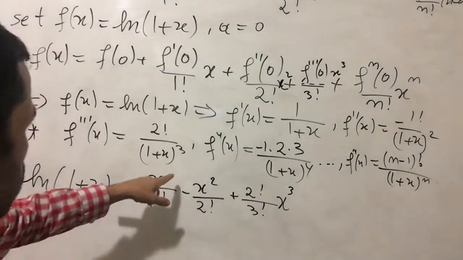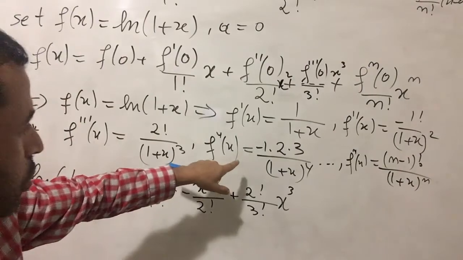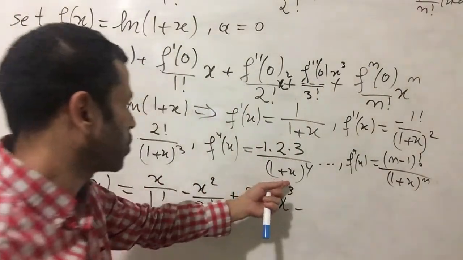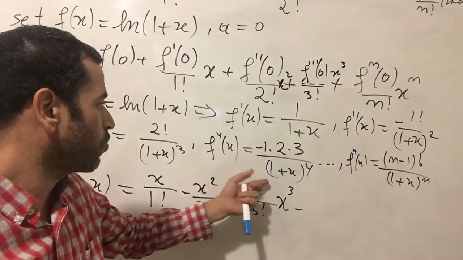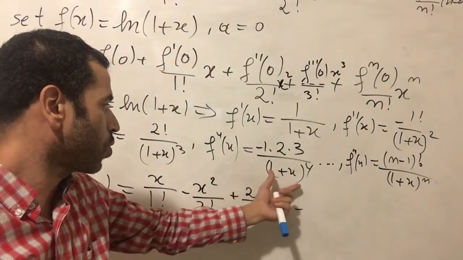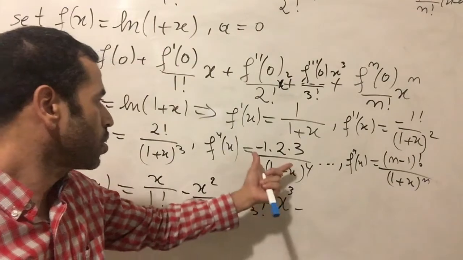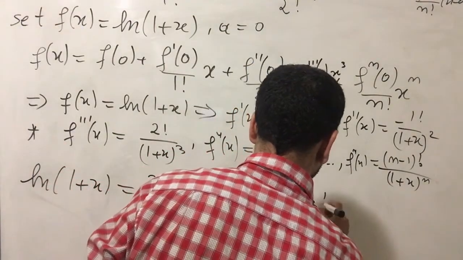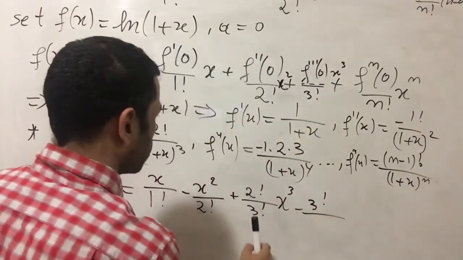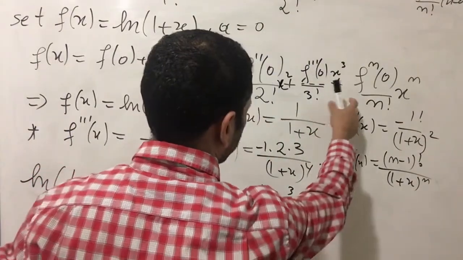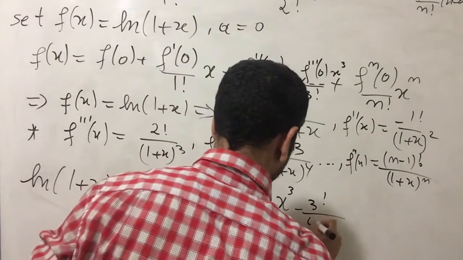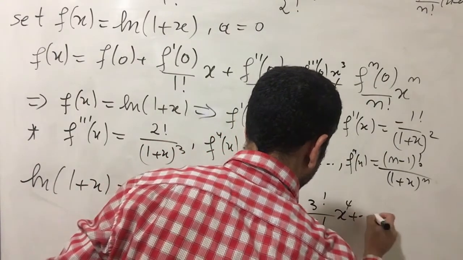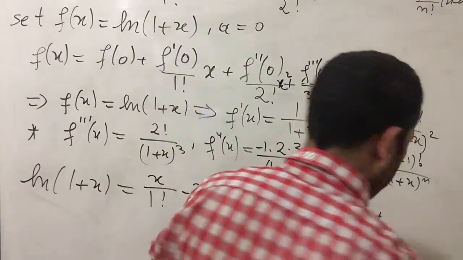Let's move on to the fourth derivative function. The fourth derivative function will have a minus sign here. If you plug number 0 into it, I have 1 in the denominator, so we'll have minus 3 factorial over 4 factorial multiplied by x to the fourth, and so on until you get the last term.